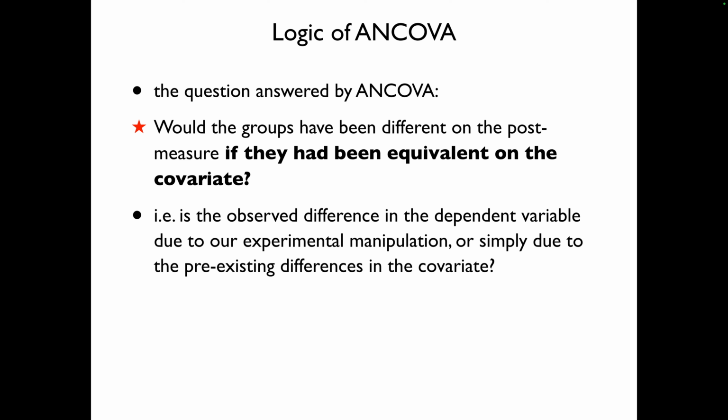So that question only really makes sense if there's a relationship between the covariate and the dependent variable, right? If there isn't, then pre-existing differences in the covariate wouldn't be expected to have any effect on the dependent variable. But if there is a relationship between the covariate and the dependent variable, then if there are differences in the covariate, we could reasonably suggest that maybe the only reason they're different on the dependent variable is because of the differences on the covariate, and not because of our experimental manipulation, the drug, for example.